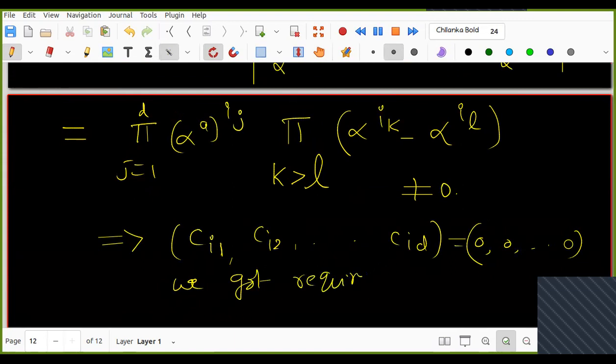Is it okay? Why are these distinct? You know that alpha is primitive. So when k is greater than l, I k greater than I l, alpha power I k and alpha power I l are different. So the contradiction. Any questions? I hope you like the proof.